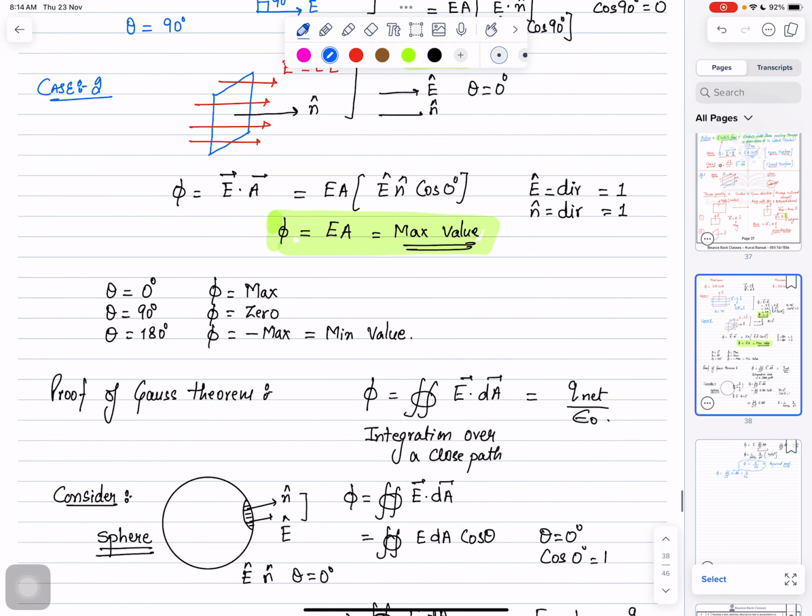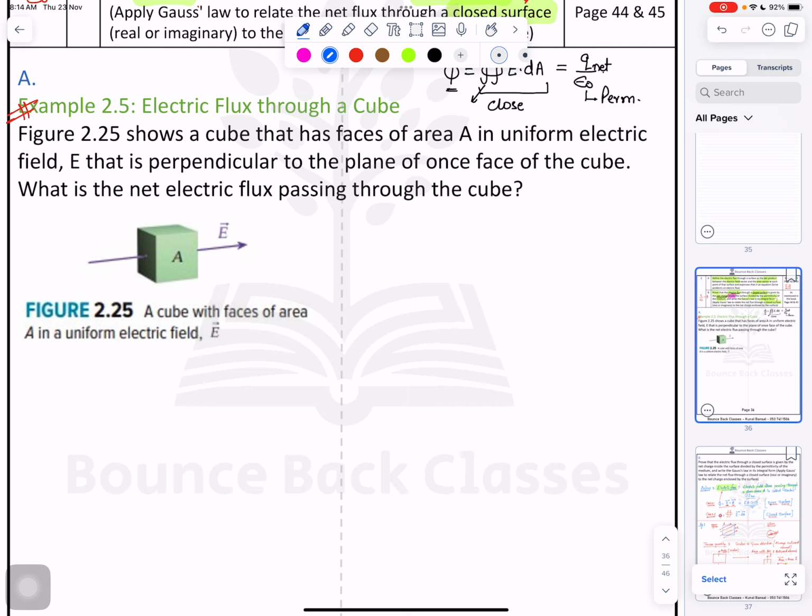Guys, just read the question, what exactly it is saying. We have a cube here. In the cube, how many faces do we have? We have 6 faces. So we need to solve the flux through all these 6 faces. Now just try to understand. Let's say I'll draw a new cube for you for better understanding.